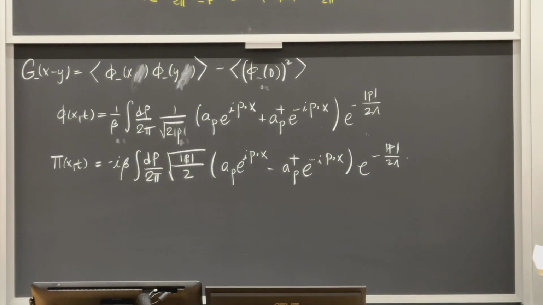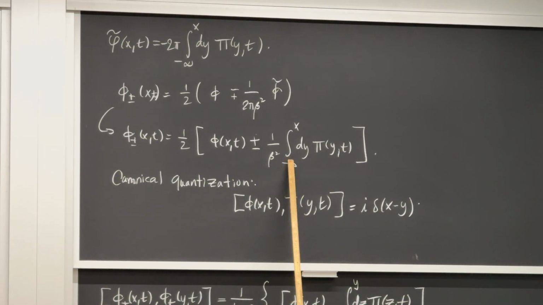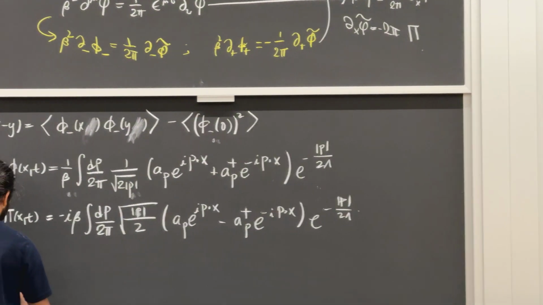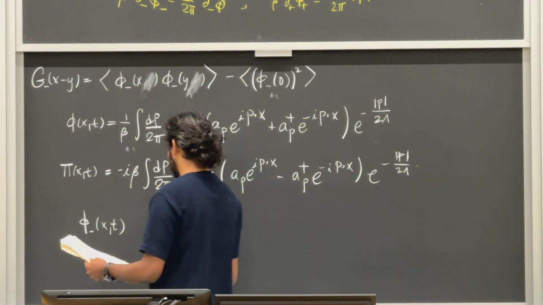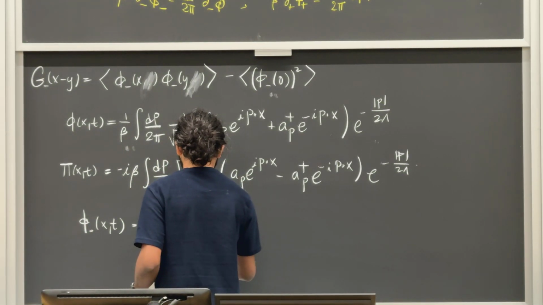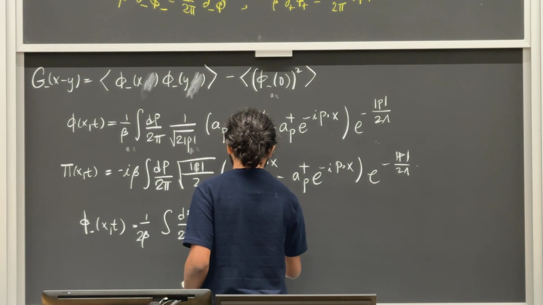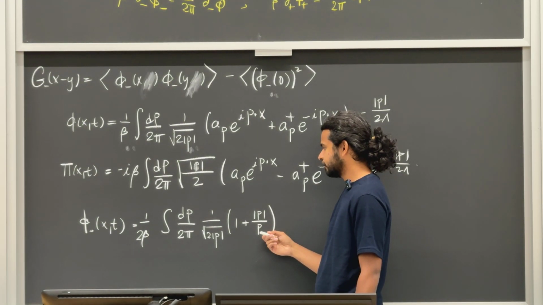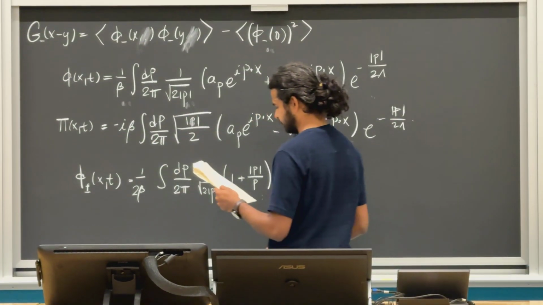Now if we have phi and pi, we can find phi plus minus from this relation. I'm just going to do that. So phi minus, after doing that, turns out to be 1 by beta integral dp by 2 pi, 1 by 2 beta, 2 absolute value of p, 1 plus absolute value of p by p, and the rest of the stuff. Maybe I messed up. Wait a minute. Sorry, phi plus minus is that. That's right.